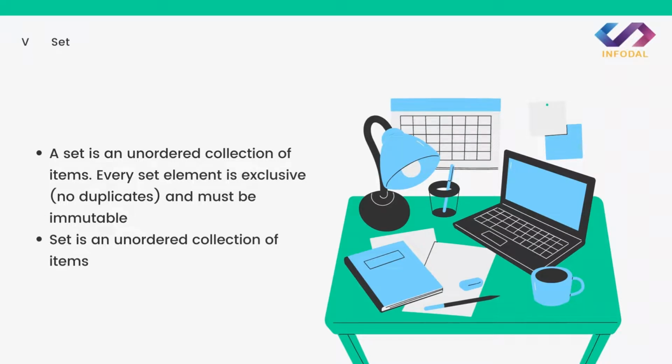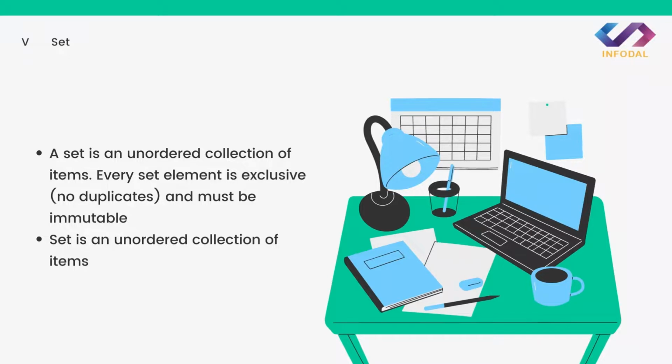Now, fifth, set. A set is an unordered collection of items. Every set element is unique and must be immutable. Okay, so unique means if you are putting a particular value in a set, then it must not repeat. If you are putting A, then A should not repeat again in a set. Okay, and immutable, as you always know, means it cannot be changed.